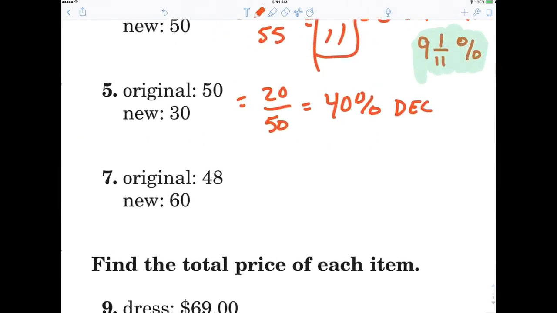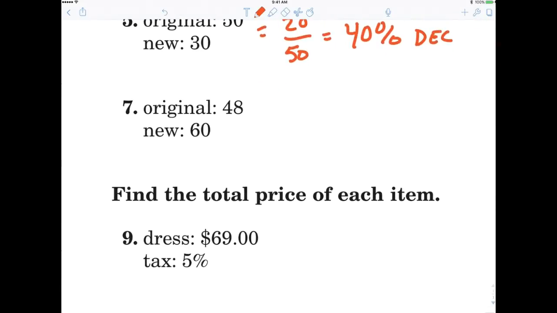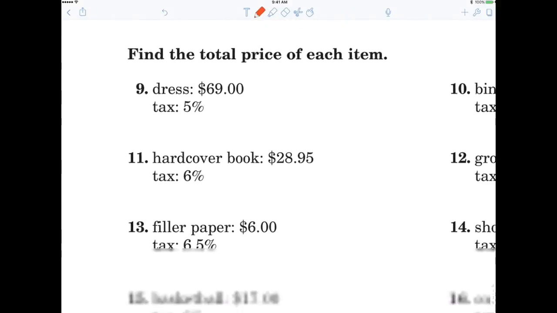Now, from 48 to 60 was what? 12. 12 over 48, which is 1/4, correct? 25%. Yeah, 25% increase. Simple as that. So easy. Now, the next thing I want to talk about is the total price.